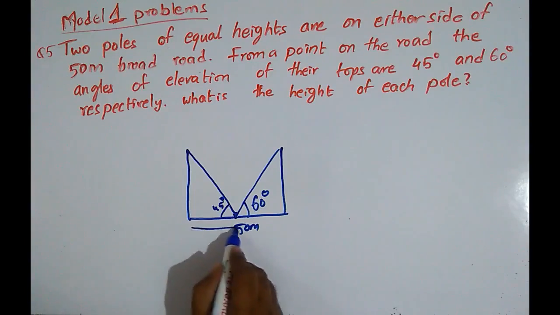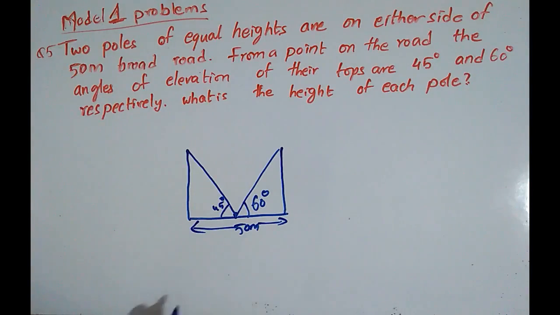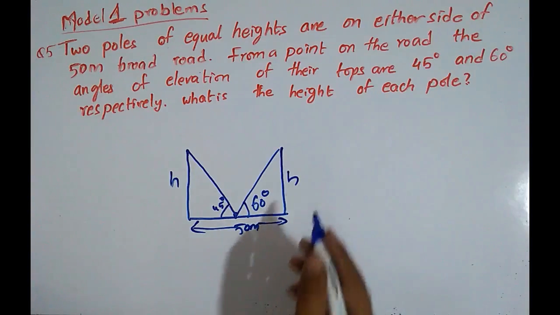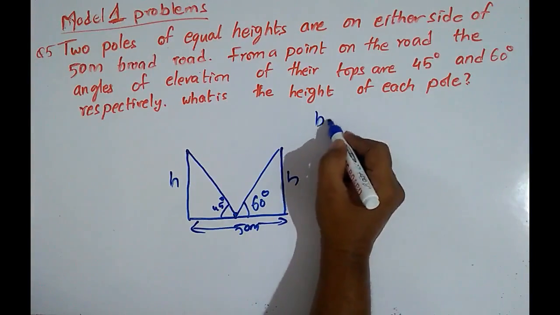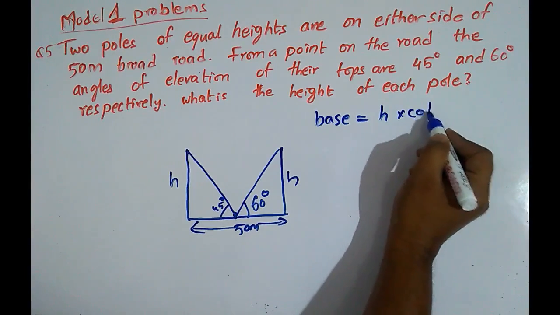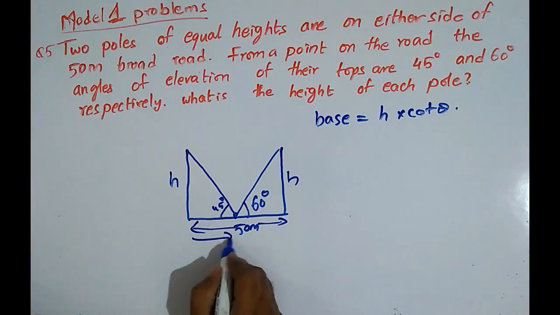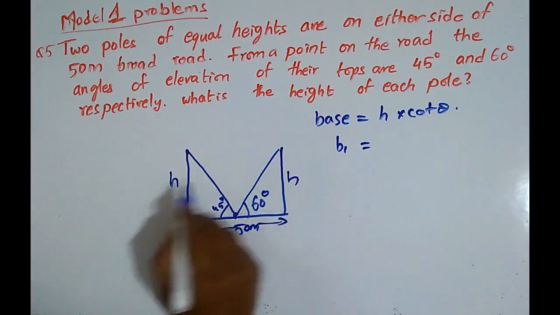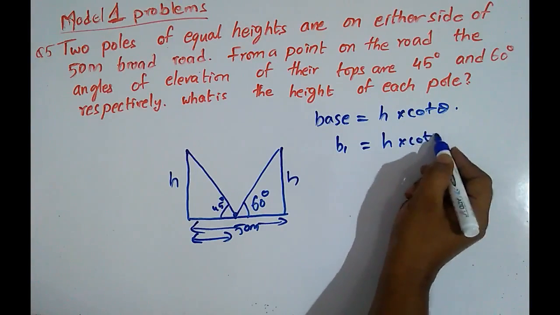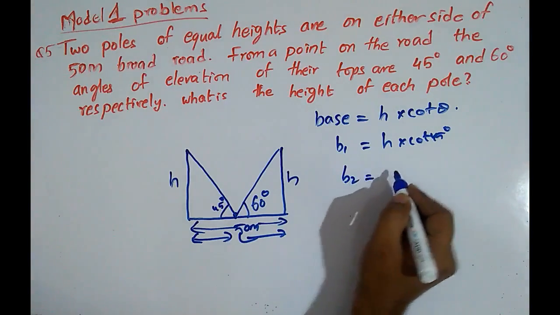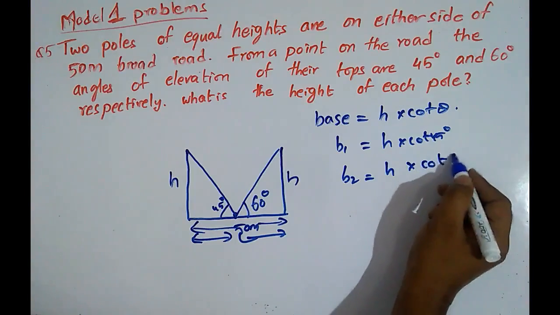Here the total distance between the two poles is given, and we have the corresponding angles, friends. We have to find the height of these two poles. We all know the usual way of solving the problem is base is equal to h into cot theta, friends. So we will take the first base, we will consider the first triangle. So base 1 is h into cot 45 degrees, friends, and the second base, base 2, is equal to h into cot 60 degrees.